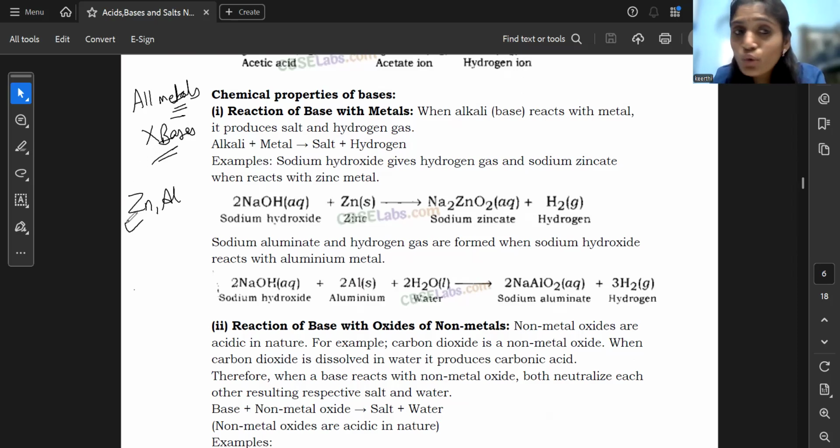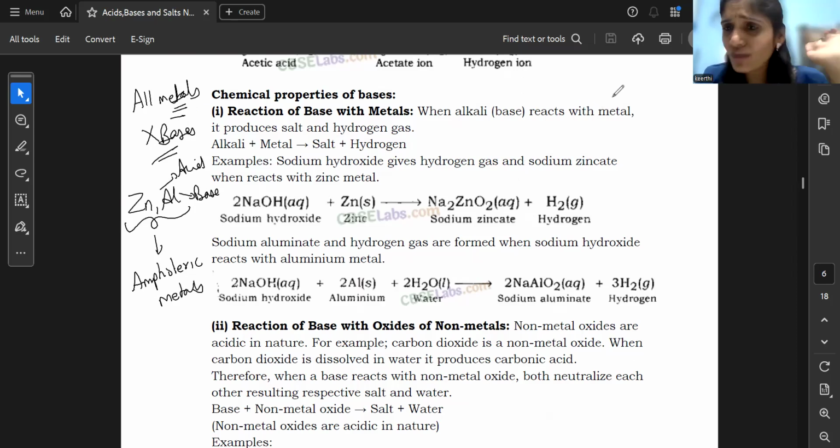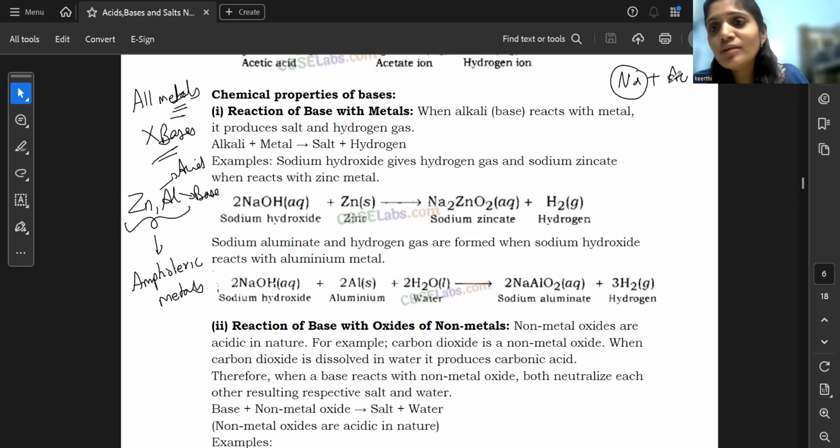Now you have two metals. In grade 10 we take these two metals and call them amphoteric metals. Because they are amphoteric, they can react with both acid and base. If it is a normal metal, say sodium, then 98 to 99% of metals only react with acid, because metals are basically basic in nature.